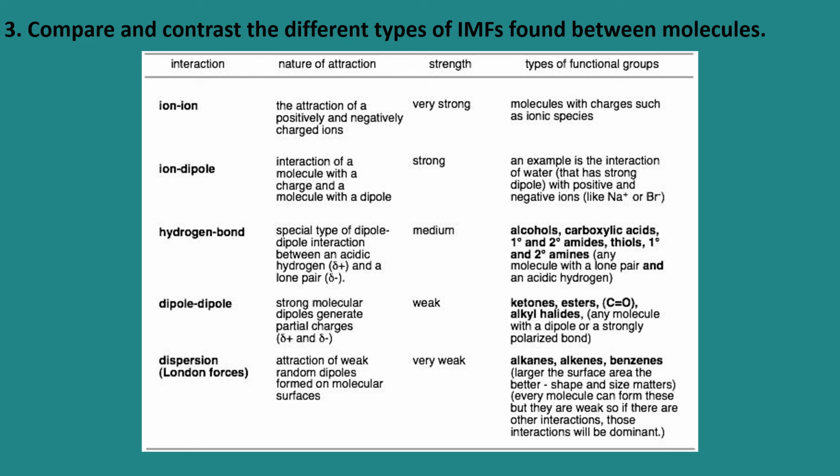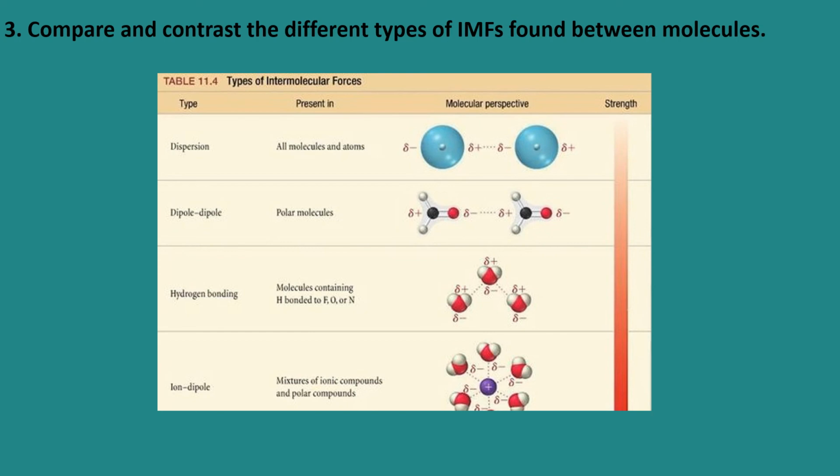Okay? Let's now have a simpler version of the comparison of strength of IMFs or intermolecular forces. So look at the picture here. The intensity of the color red signifies the strength of the IMF. So dispersion is the weakest, followed by dipole-dipole, then hydrogen bonding. The strongest would be the ion-dipole.